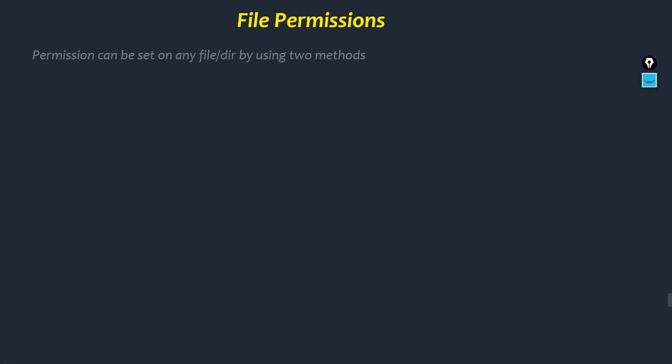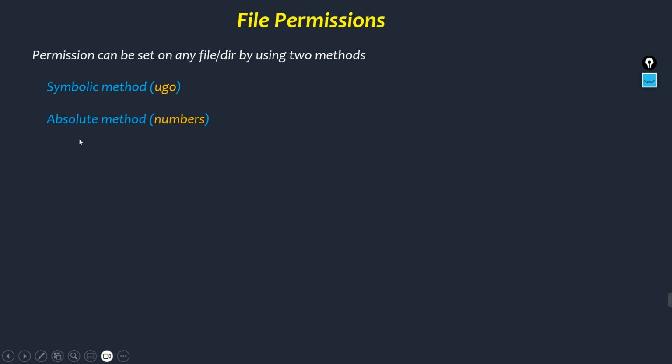Okay, now file permissions. Permission can be set on any file or directory by using two methods. One is the symbolic method, UGO: U for user, G for group, O for other. The other one is the absolute method, where we use numbers like 111, 777, 462. So what is that, some numbers? You can use any one of the methods. It is up to you, whichever is convenient. No one will tell you it is mandatory to use the absolute method or the symbolic method. It depends on your convenience.